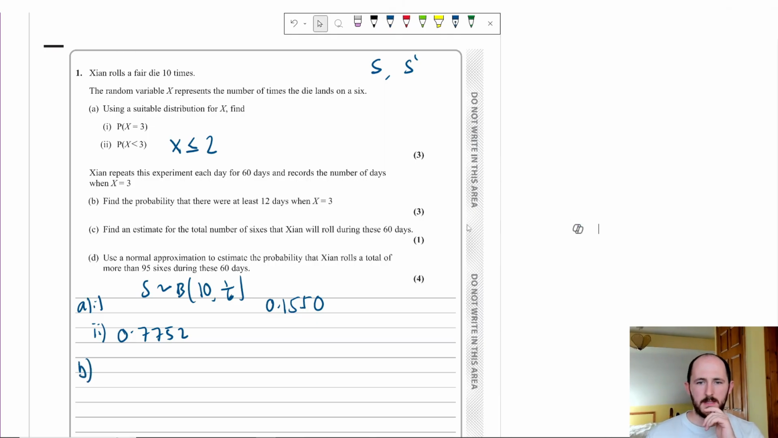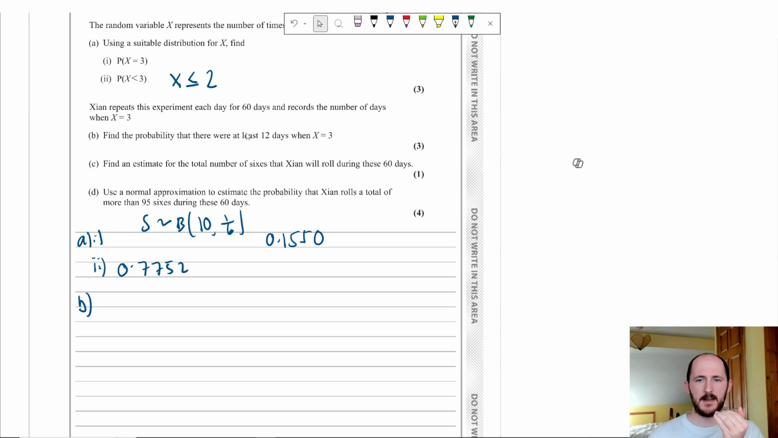So, Qian repeats this experiment each day for 60 days and records the number of days when X is equal to 3. Find the probability that there are at least 12 days when X equals 3. So this here, you can represent this as another binomial distribution. Because again, either it equals 3 or it doesn't equal 3.